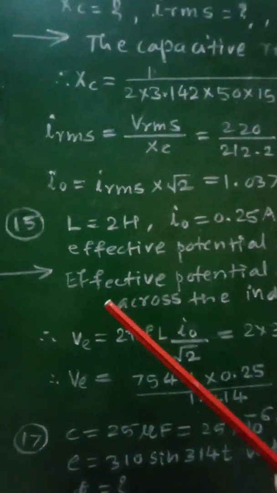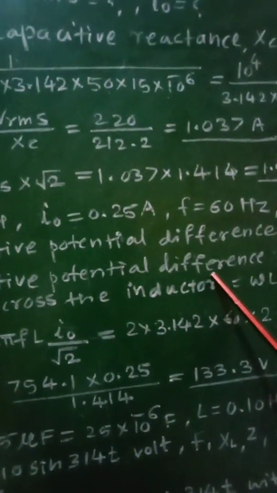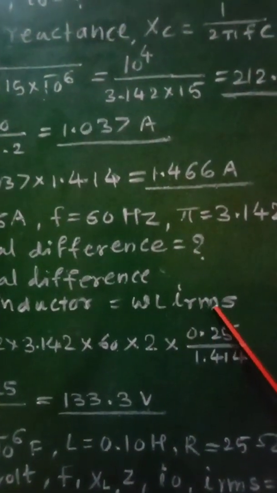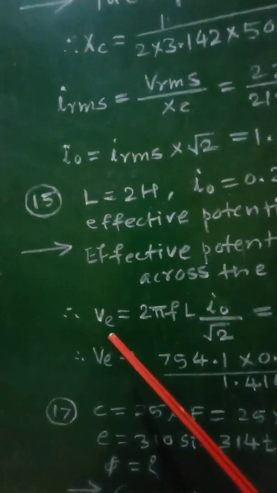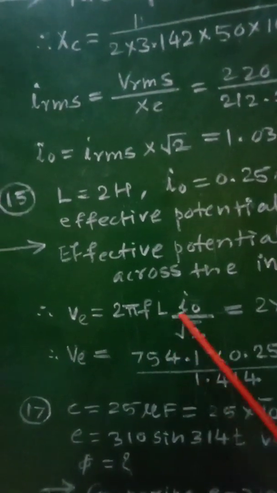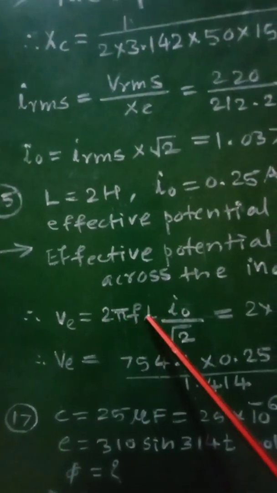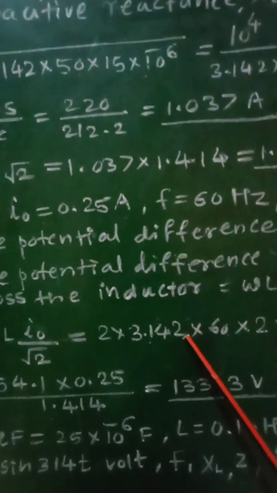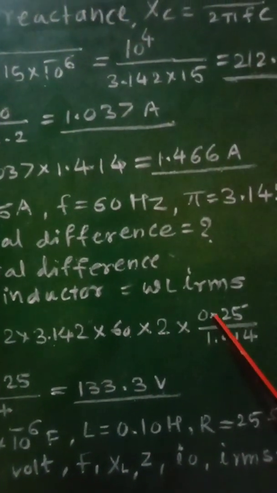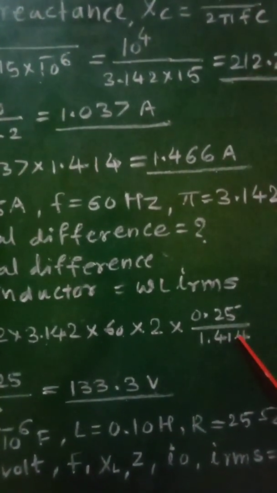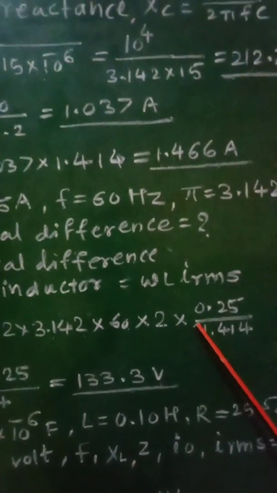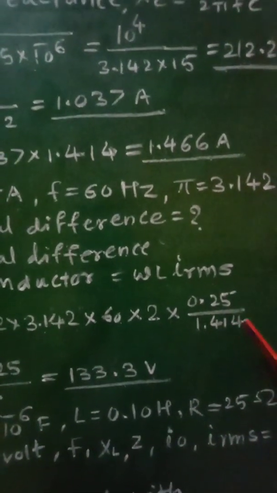Effective potential difference across the inductor will be given as omega L into IRMS. Therefore the effective potential difference will be equal to 2 pi FL into I0 by root 2, which comes out to be 2 into 3.142 into 60 into 2 into 0.25 upon 1.414.